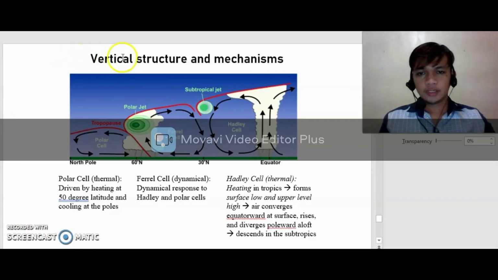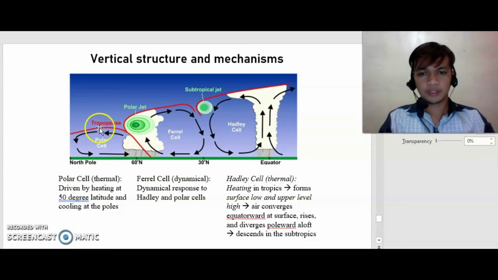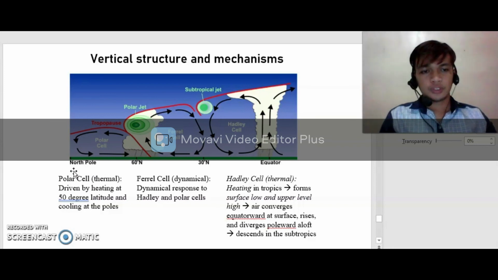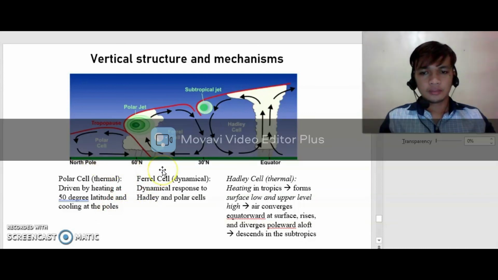Okay, this is the vertical structure and mechanisms. So, polar cells, okay, thermal part. As you can see, mababa yung average or mean tropospheric pressure dito, kaya mababa din yung ating tropopause. Okay, so ito ay towards North Pole nga. So, nagko-constrict yung ating tropopause kapag malamig na region. So, this is driven by heating at 50-degree latitude and cooling at the poles. Okay, so this is another convergent region. Okay, next one.